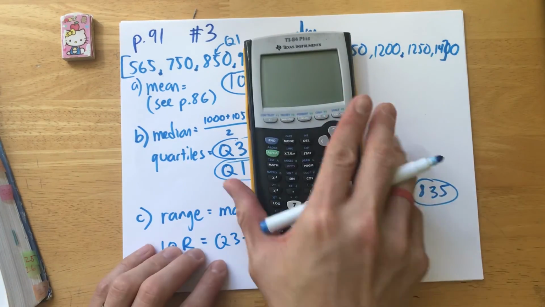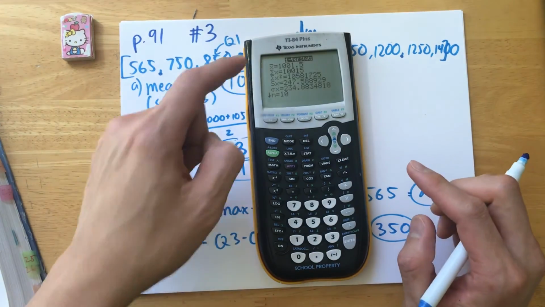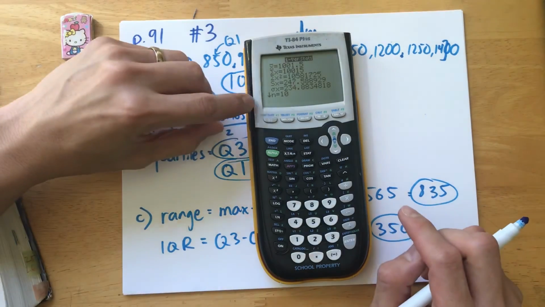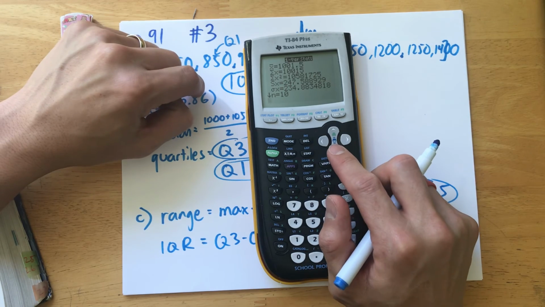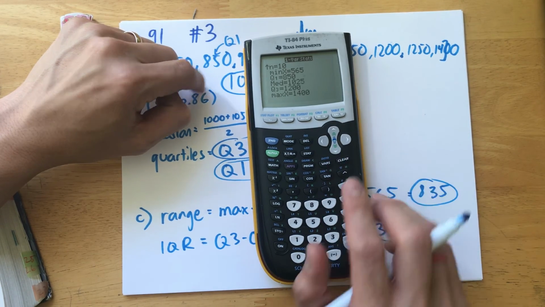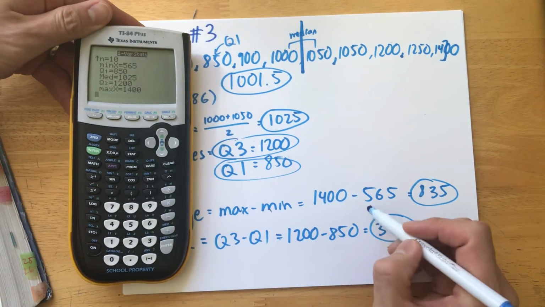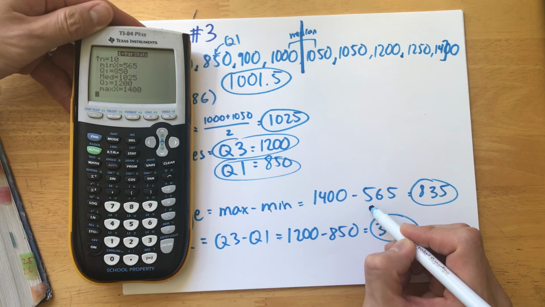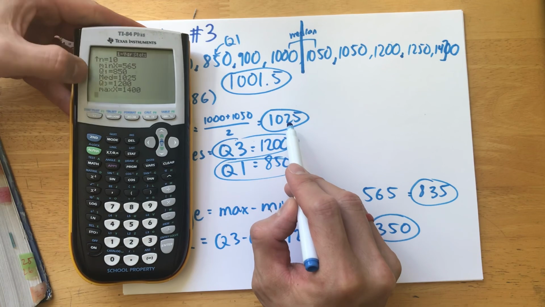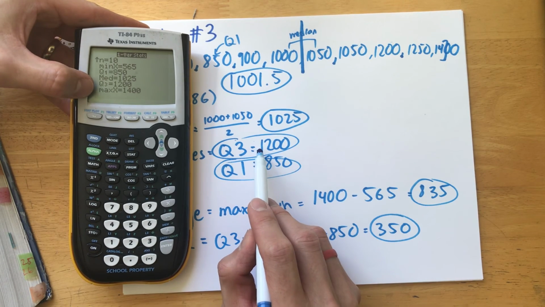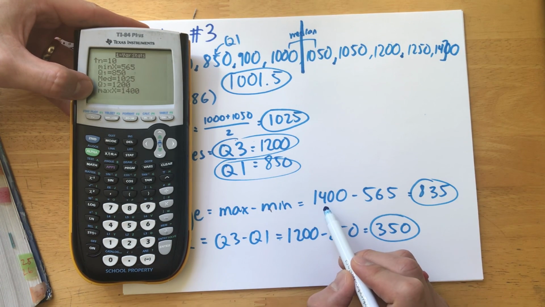This is all by hand minus the mean, but let's double check, because your calculator actually does this for you. Go back to the 1-Var Stats you created, and you see that it's blinking. Not many people know this, but I'll tell you. Don't tell anyone else. Scroll down, and it'll tell you the minimum value, which is 565. My Q1 I wrote down as 850. That's good. My median is 1,025. I got that. My Q3 is 1,200. My maximum is 1,400. Boom, I did it.